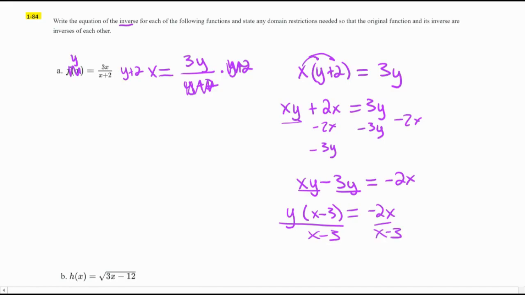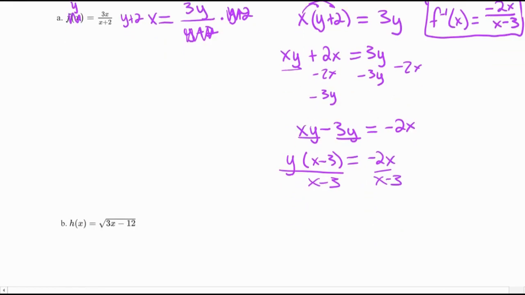So the inverse here, I'm going to replace y with f inverse of x equals negative 2x over x minus 3. And that is my inverse for the first one. Let's walk through the second one here.